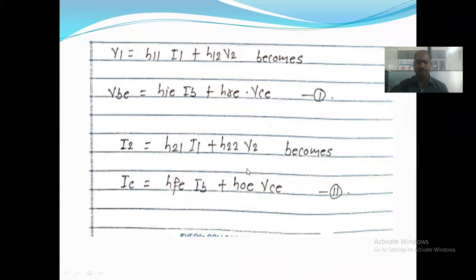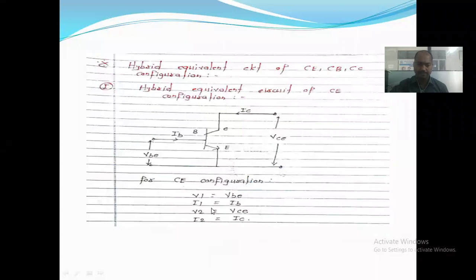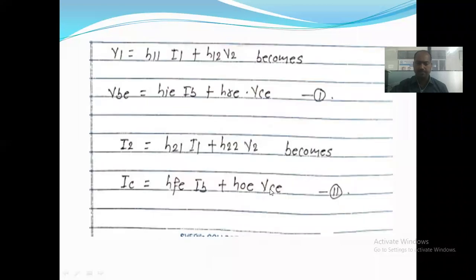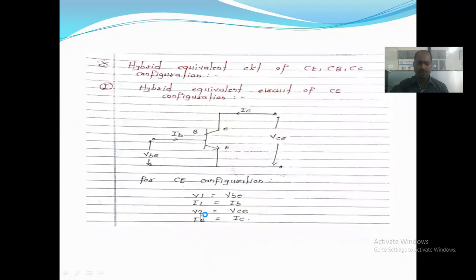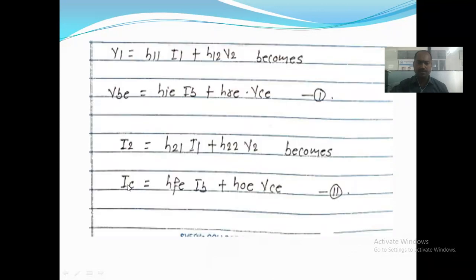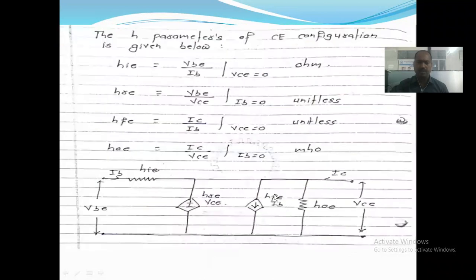V2 indicates VC, we have to write it as VC. So the output current I2 equals IC, and the equation is IC equal to HFE into IB plus HOE into VC. Now the H parameters of the CE configuration.